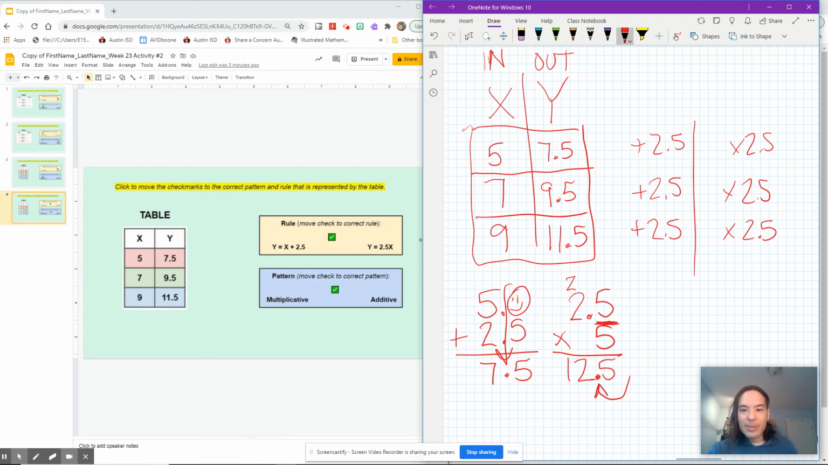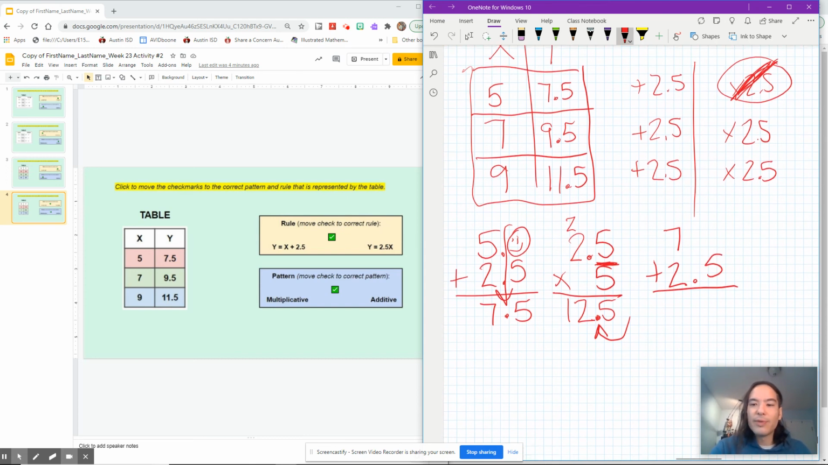5 times 2 and 5/10. So when we did this rule, it did not work. All right, because 5 times 2 and 5/10 equaled 12 and 5/10. So we'll check one more with our rule. All right, what I want to do is I want to check and make sure that 7 plus 2 and 5/10 equals 9 and 5/10. If so, I'm going to be pretty confident that we found the rule.